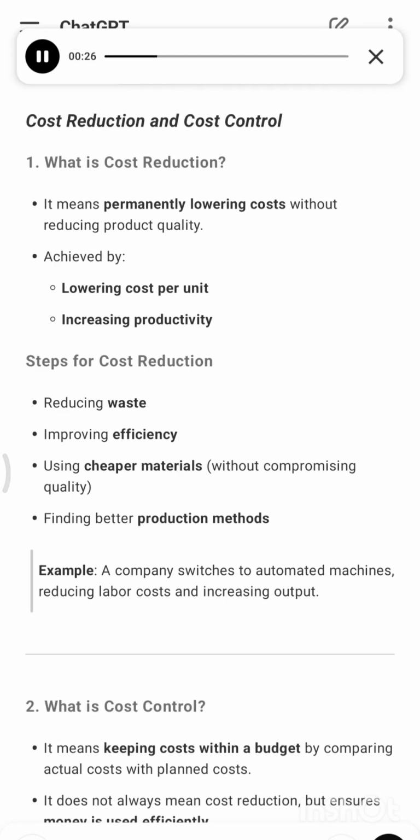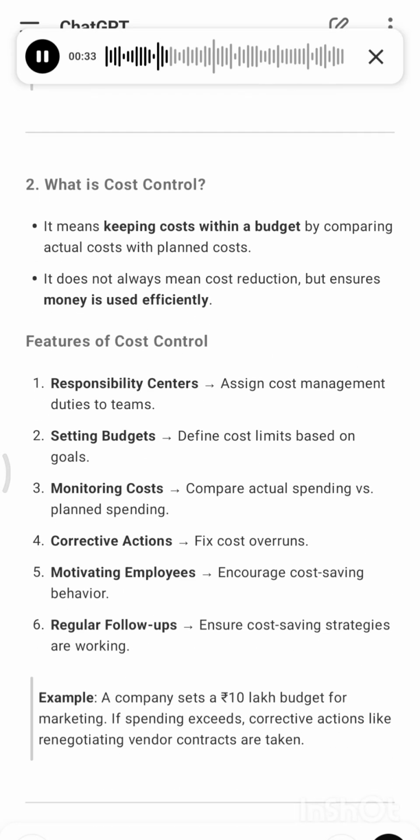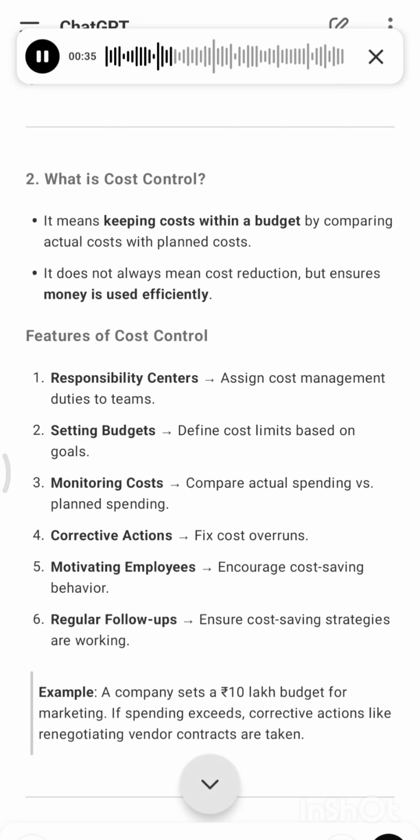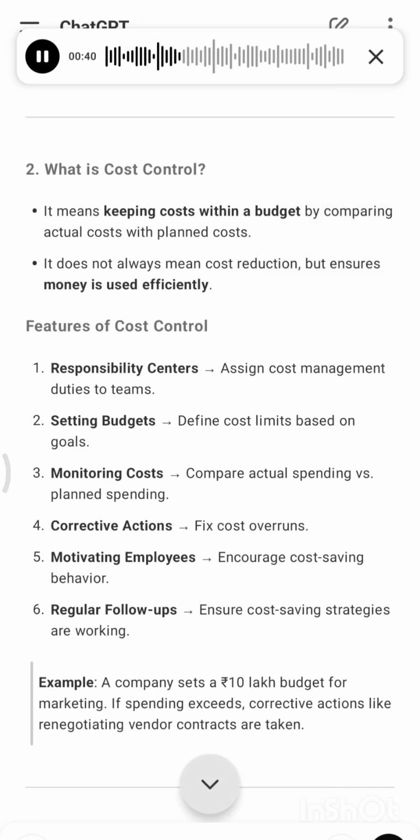Example: a company switches to automated machines, reducing labor costs and increasing output. What is cost control? It means keeping costs within a budget by comparing actual costs with planned costs. It does not always mean cost reduction, but ensures money is used efficiently.